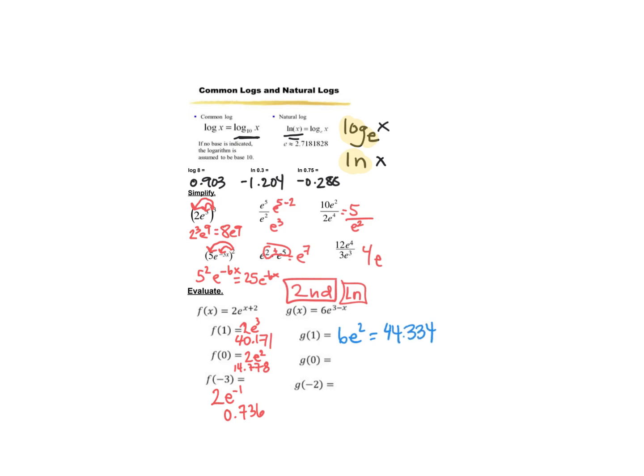When we plug in 0 for x, we're going to get 6e to the third power. On our calculator, again, second ln to the third power is 120.513. And then when we plug in -2 for x, we're going to get 6e to the, now be careful here, it's 6 minus -2, instead of being +2, which is 6e to the fifth power, which is 890.479.